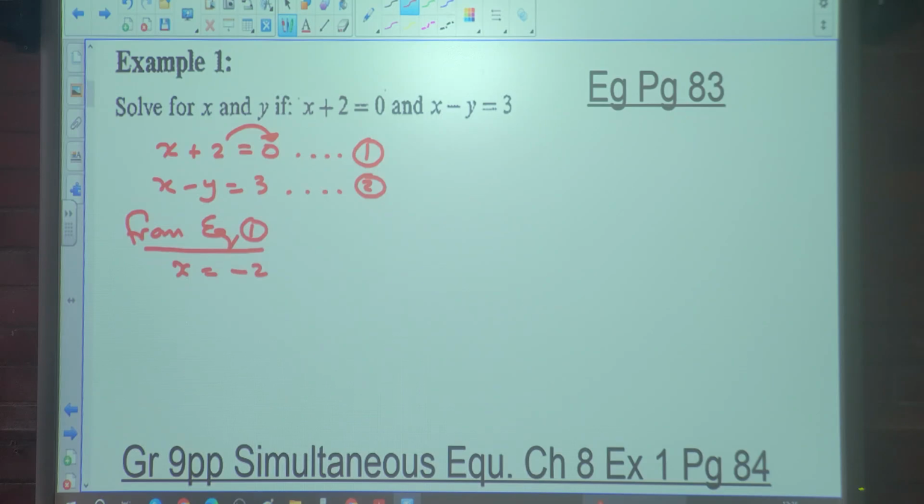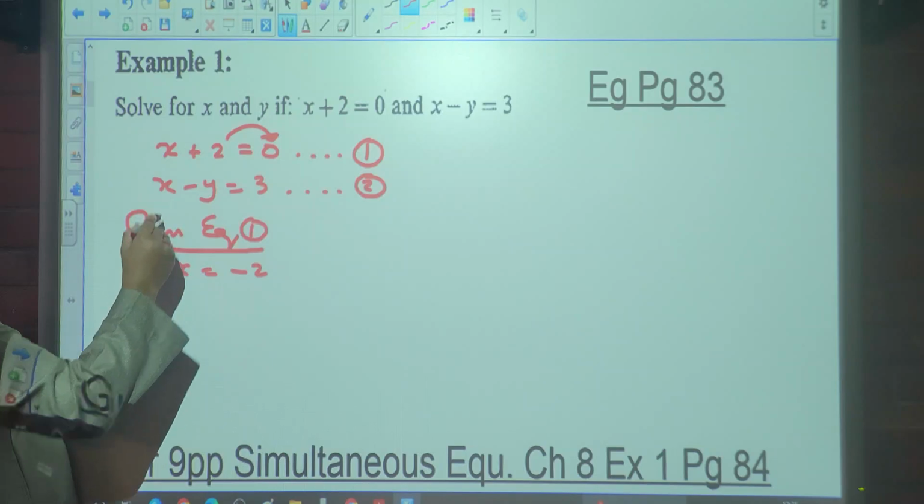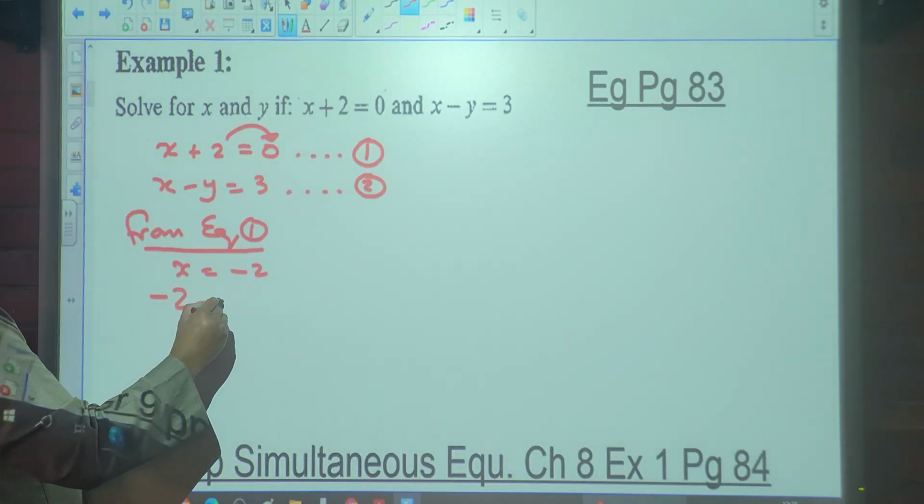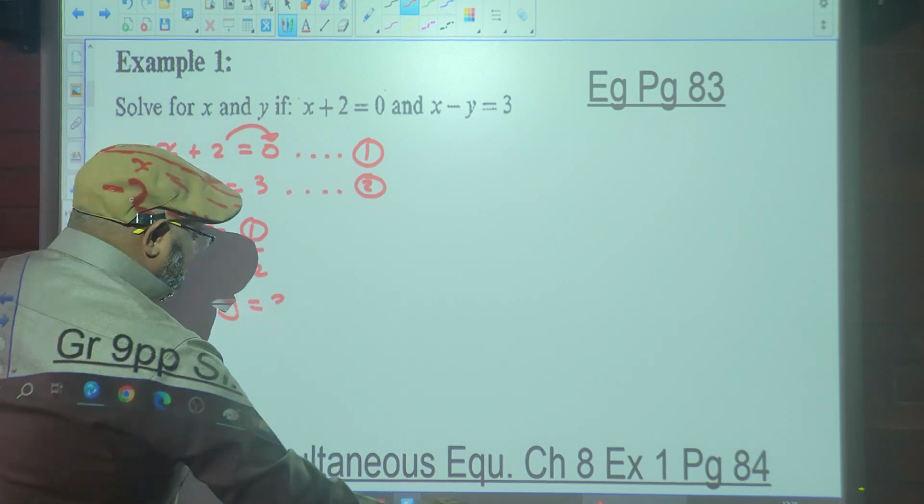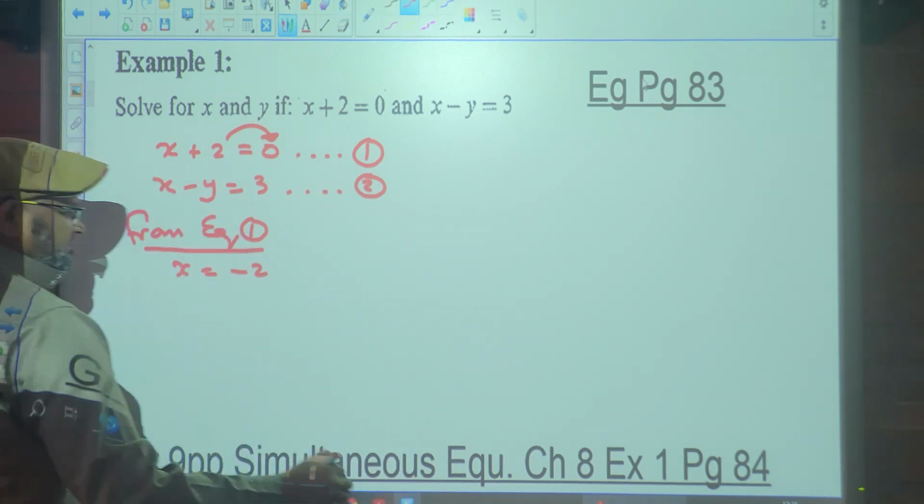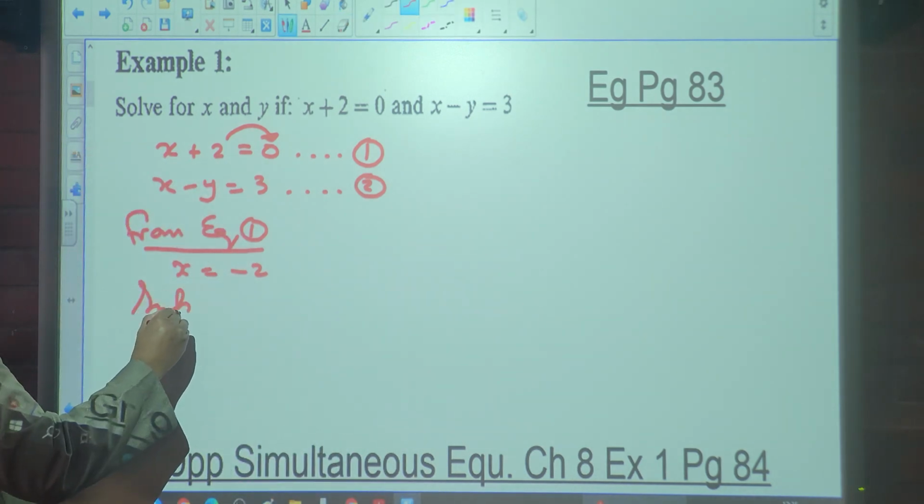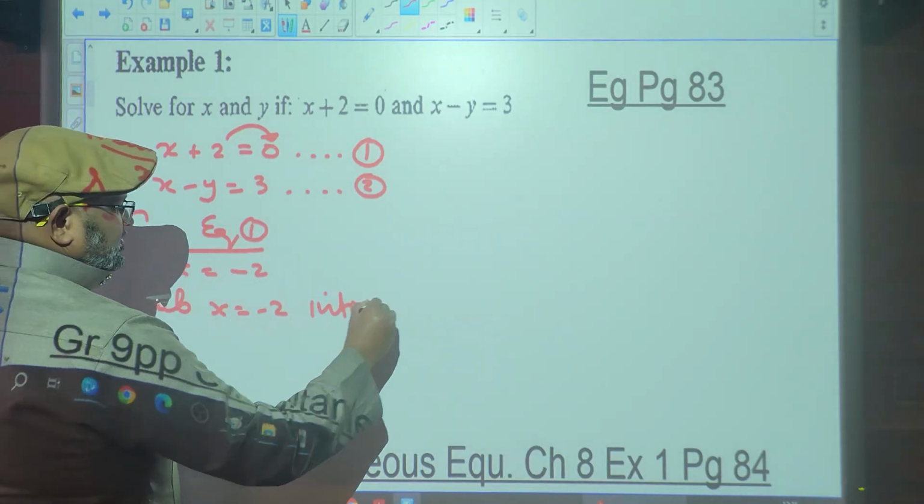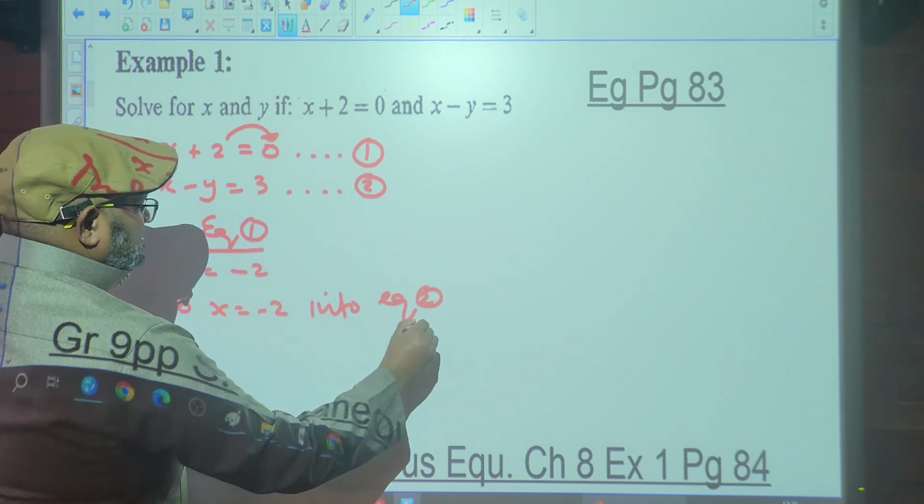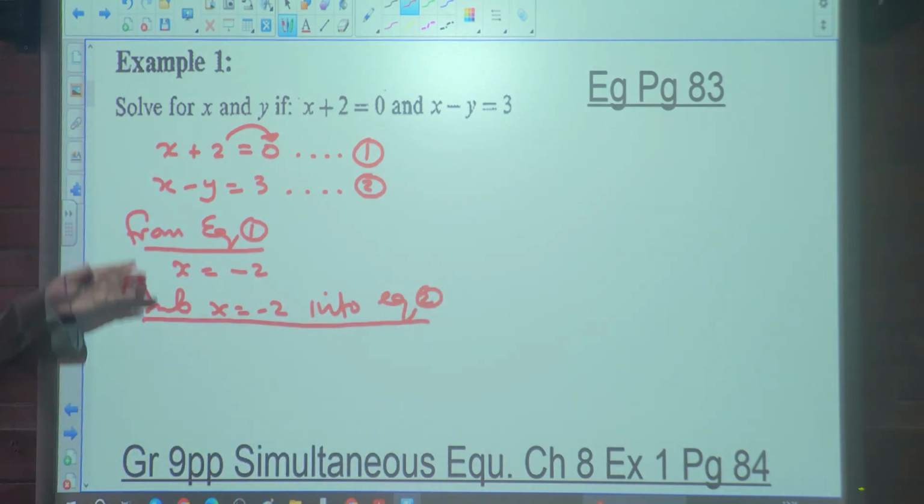So what must still be solved? y. Remember that the x in this equation is the same x as in that equation. You see that, people? So what is x? So minus 2 minus y is equal to 3. But what did we say before this? We'll substitute the x value of minus 2 into equation 2. Why don't I go with equation 1? Because there is no y.